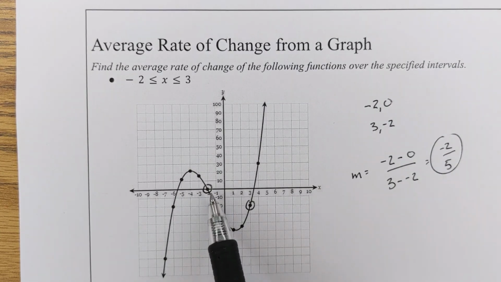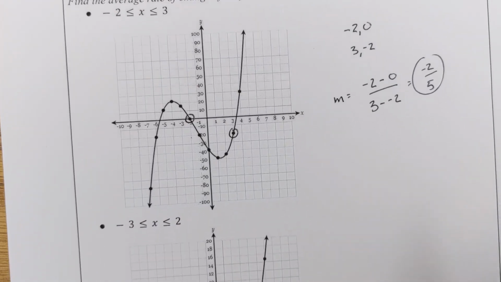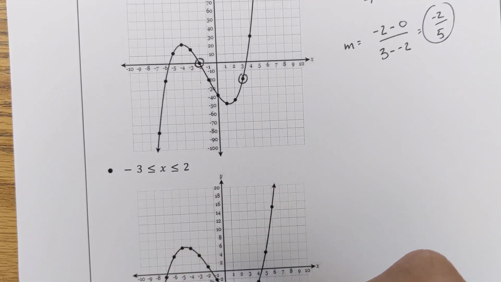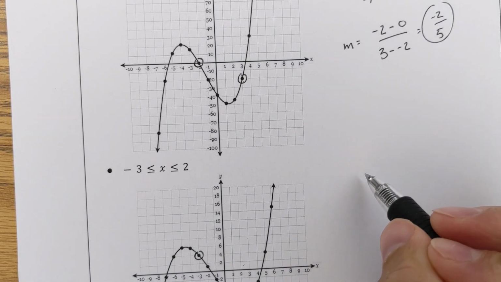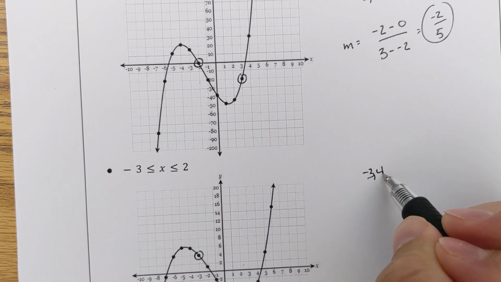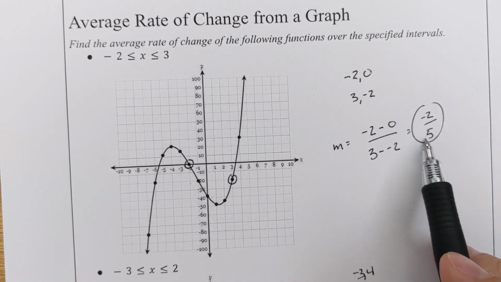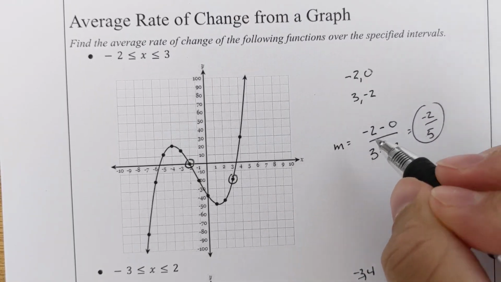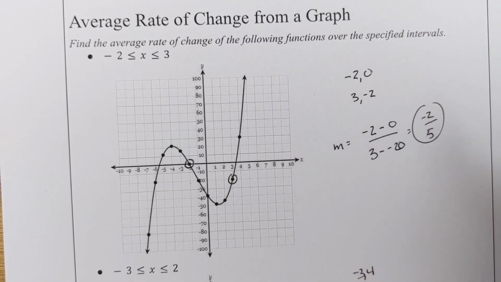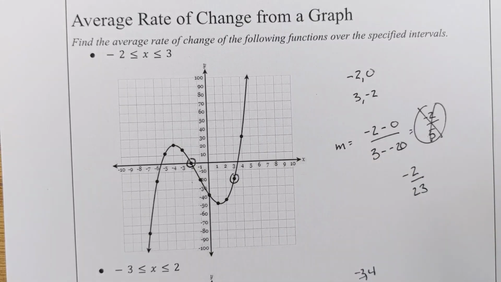You could also count from this point to that point. It's down 1, 2 squares, and right 1, 2, 3, 4, 5 squares. You can also just count. All right, so -3 to 2. So there's -3. There is +2 on the x. So those coordinates are -3, 4. Be careful, oh, I did that one wrong, because that's at -2, 0. And this is -3, 4. So that's -2 over 23 is your slope.